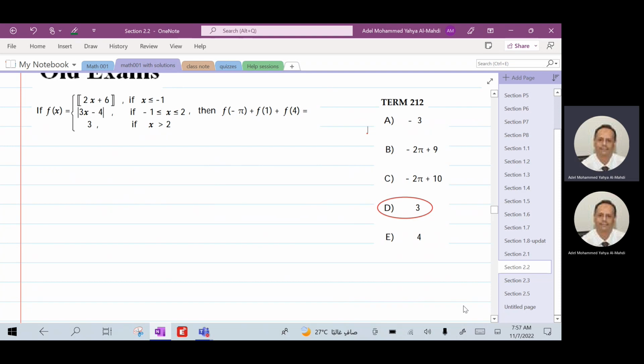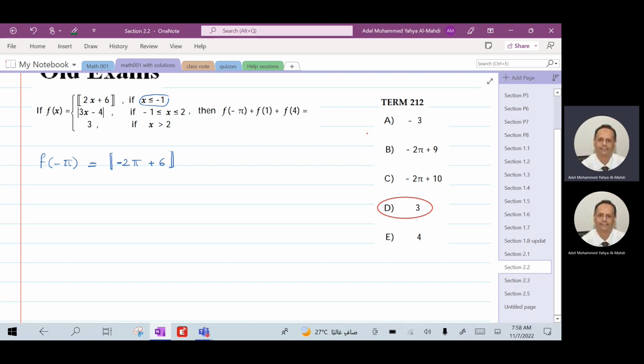Let me show you here. First, I will find f at minus pi. Look here, it is minus pi, not pi. We can read it as f of minus pi. Since minus pi is in the first part, it will be the greatest integer of minus 2 pi plus 6.